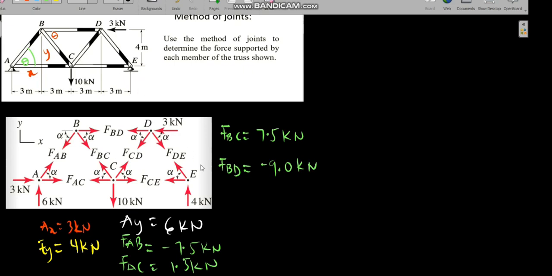I'll pick joint E because it also has two unknowns here. So I'm going to draw joint E. Let me indicate the joint here, and then draw the components. We have one in this direction, one in this direction, and another one in this direction also. This value was 4 kilonewton, and then this is FCE, and this is FDE.